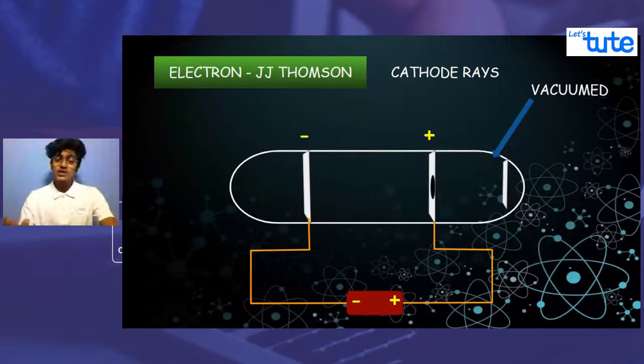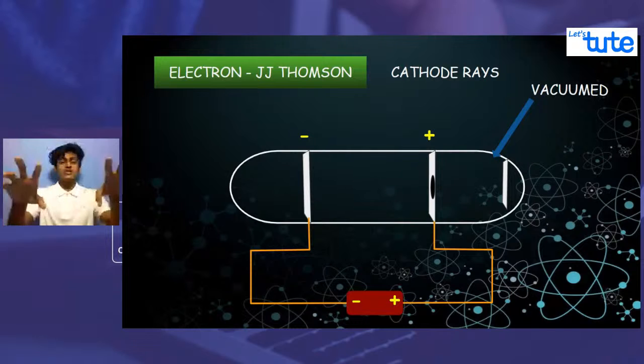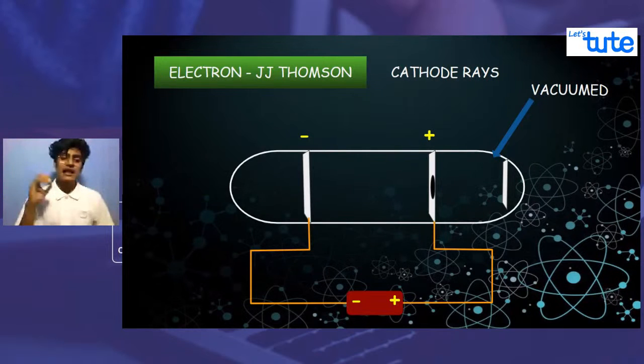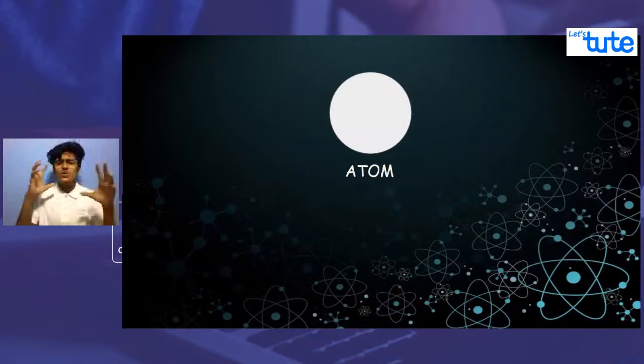Okay, so this was about electrons. J.J. Thomson was the one who discovered electrons. Please remember, he discovered electrons, but not the other subatomic particles; those were discovered by other scientists. He put forward that atoms contain electrons in them. So scientists were completely confused. Understand the story.